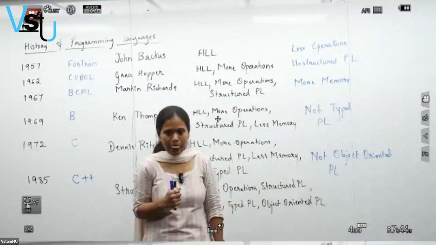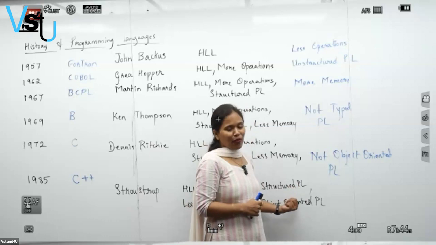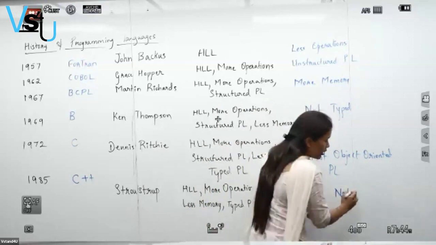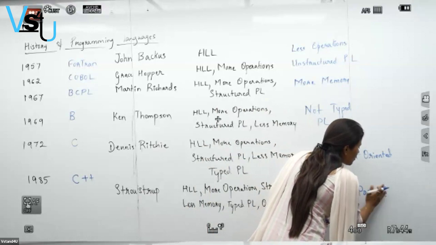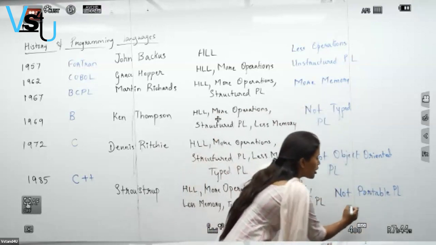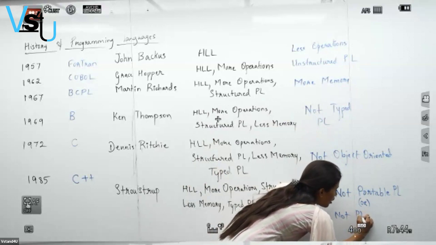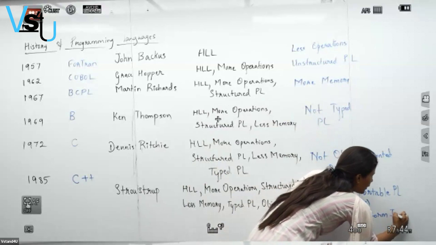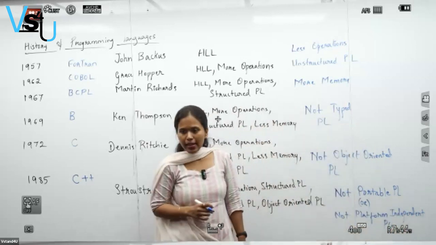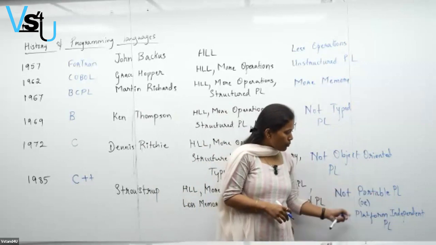What really was that is, this language was definitely an object-oriented programming language, as I have told you, but this language was not portable. It was not a portable programming language. Or in other words, we can also tell it as, it was not a platform independent programming language. Are you able to understand? Ma'am, what is this portable, ma'am? What is this platform independent? Both are the same. You can tell it as not portable or not platform independent.